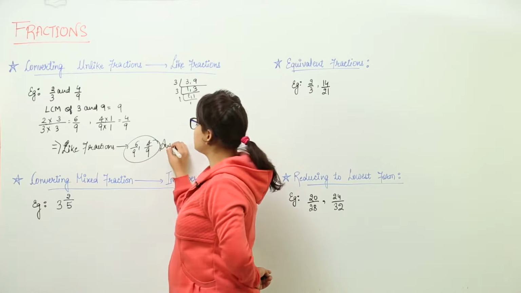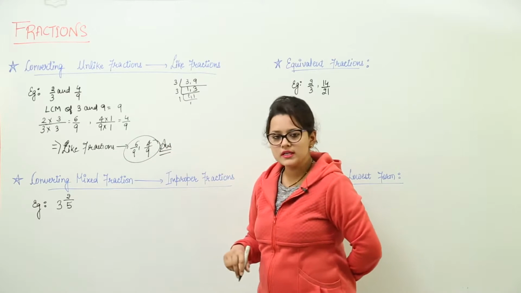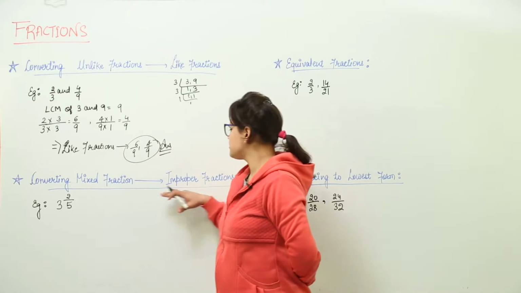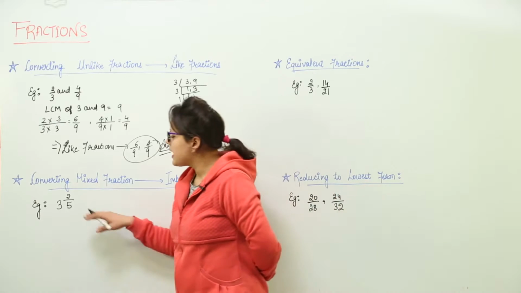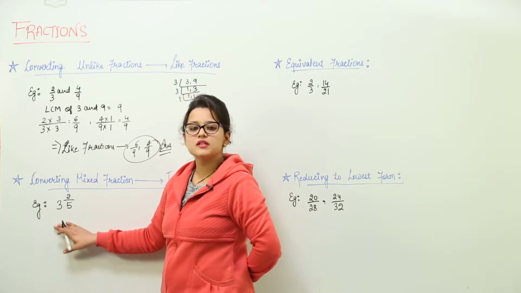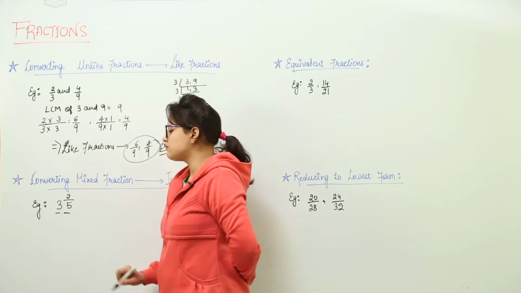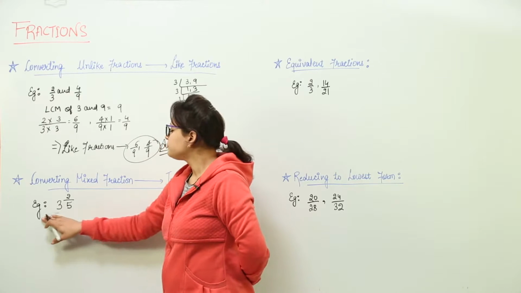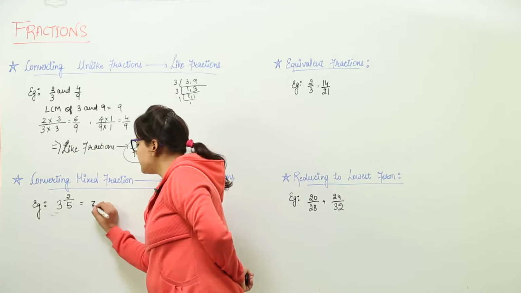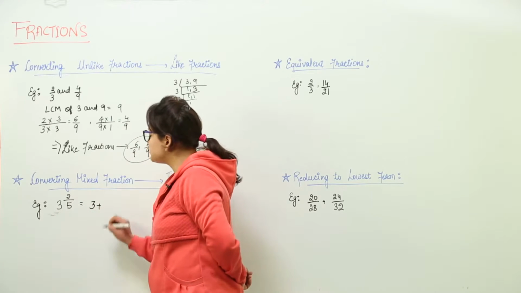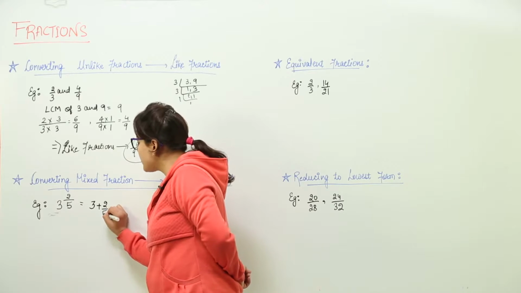This is the answer. Now moving on to the next conversion, that is from mixed fraction to improper fraction. As I discussed with you, mixed fractions represent a whole part and some fraction part. So what do we do here? We write these separately, that is we write this as 3 plus 2 upon 5.